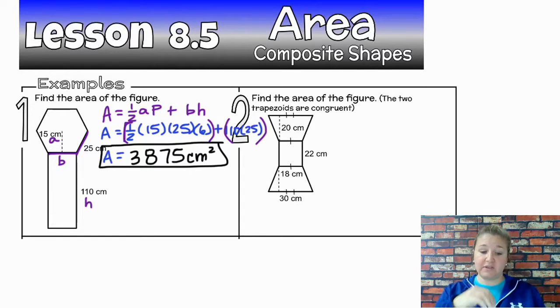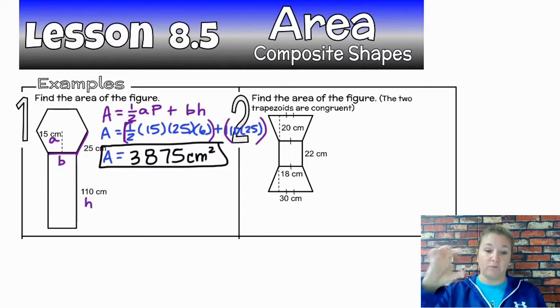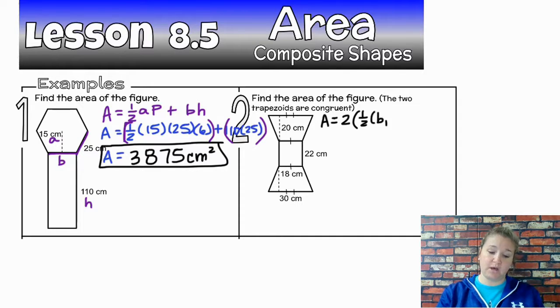Okay, find the area of this figure here. So we have two trapezoids on a rectangle here. And so we're going to have to find the area of each trapezoid. So I have two of these. 1/2 times base 1 plus base 2 times the height. That's the trapezoid. And then I'll add the rectangle.